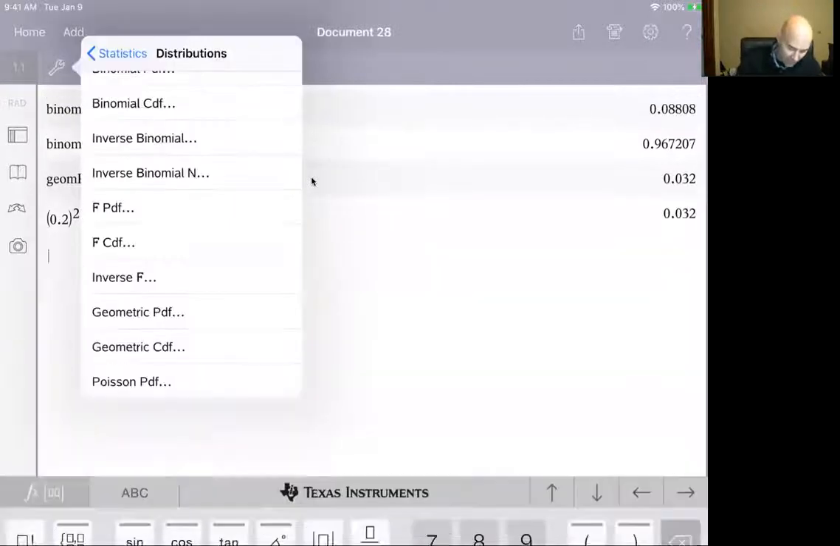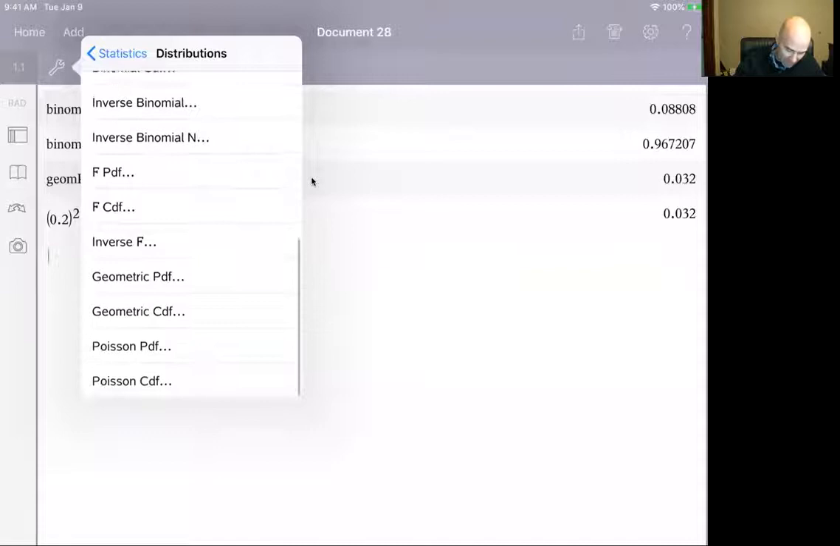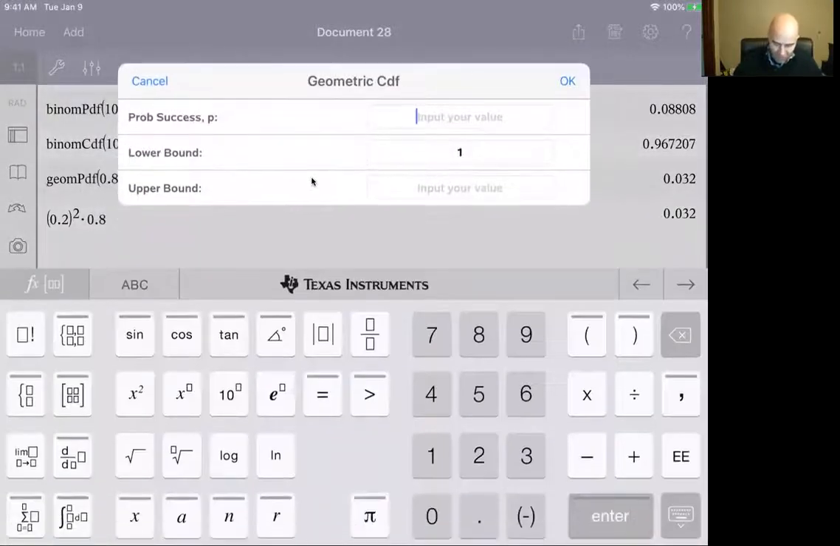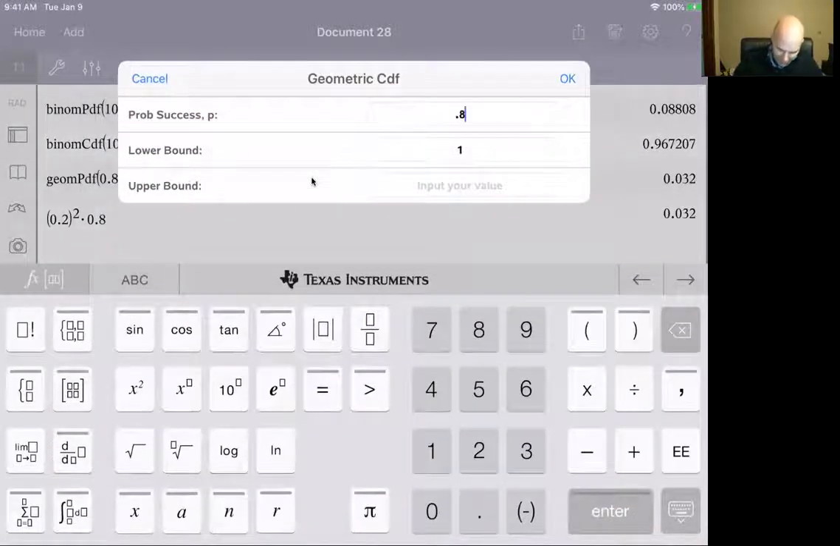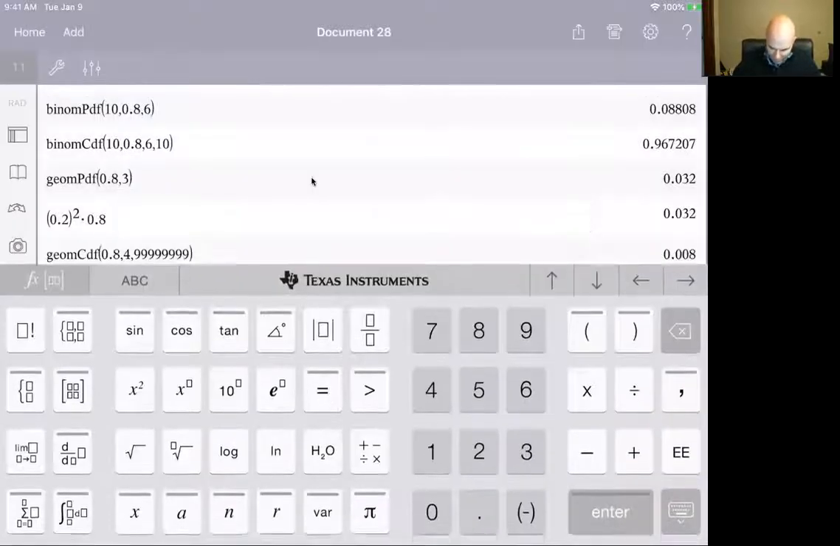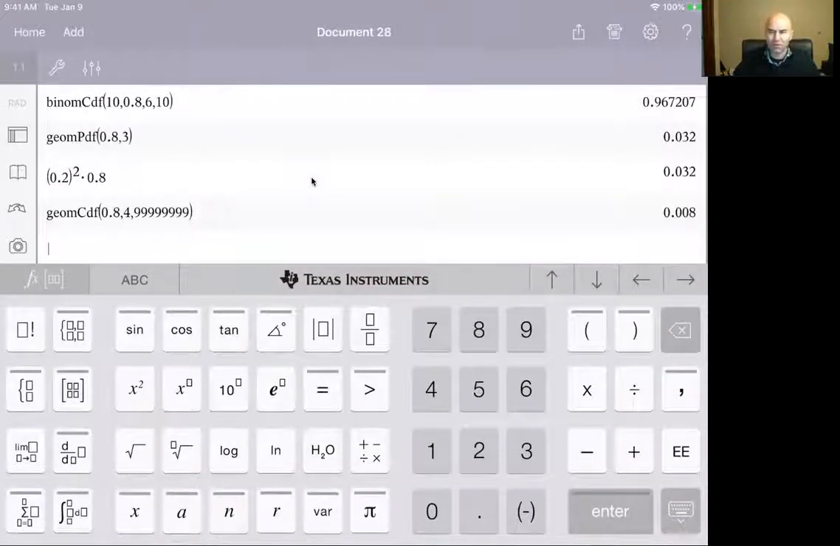However, if I ask for the geometric CDF, that would be probably helpful to use a calculator. So this question is, okay, I'm an 80% free throw shooter. What's the probability it takes me, let's say, 4 or more before I make it? Now, I can't actually put in infinity here, but I can put in a large number. So this is the probability it takes me 4 or more. So it's very, very likely I will make it in the first 3.